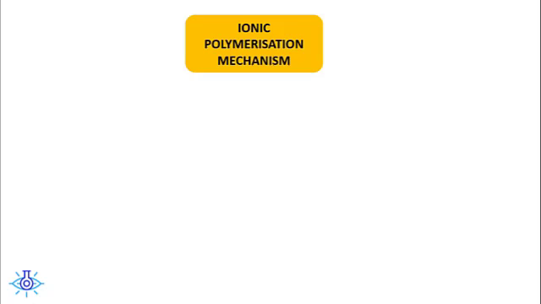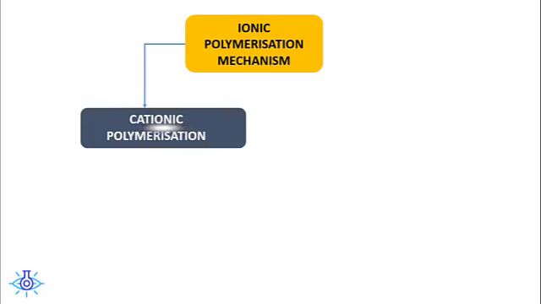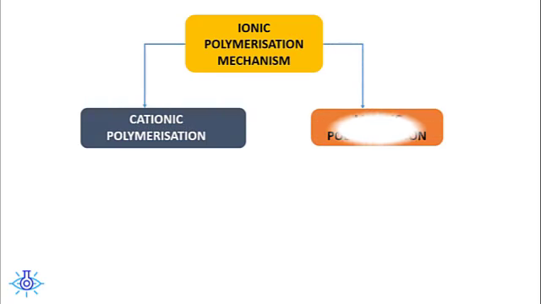Hi students, in today's video class we are going to learn about ionic polymerization mechanism. Polymerization can take place with the help of ions or with the help of free radicals. Already in the previous video we learned about the free radical polymerization mechanism. In today's video class let us learn about ionic polymerization mechanism in detail. Ionic polymerization mechanism is of two types, cationic polymerization and anionic polymerization.